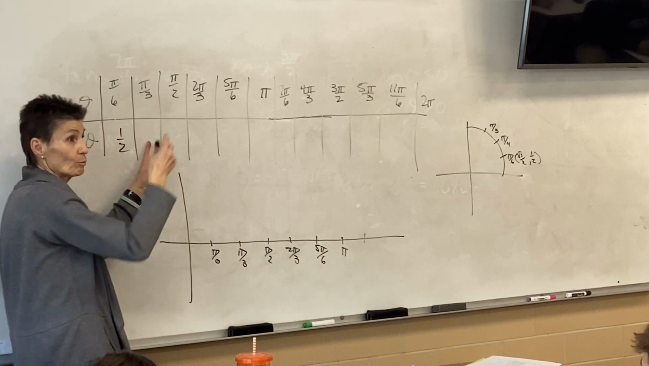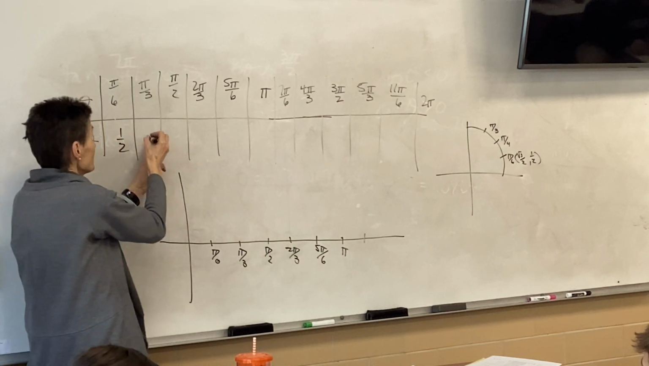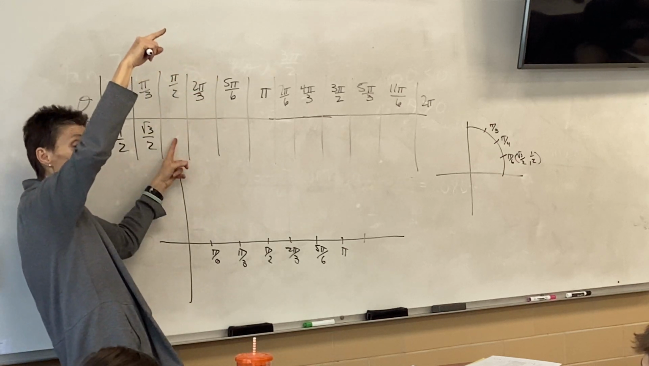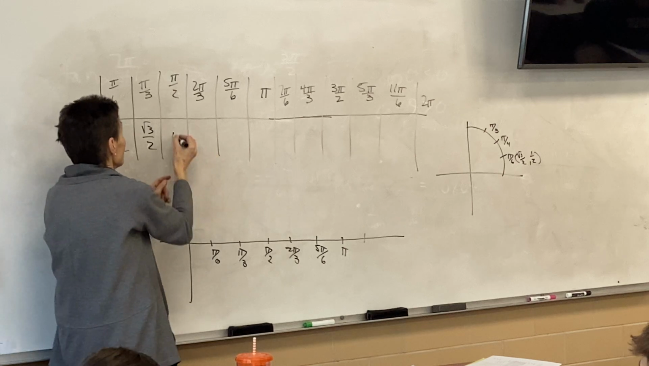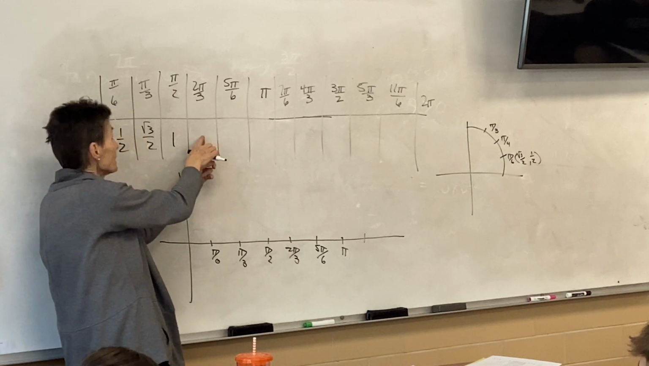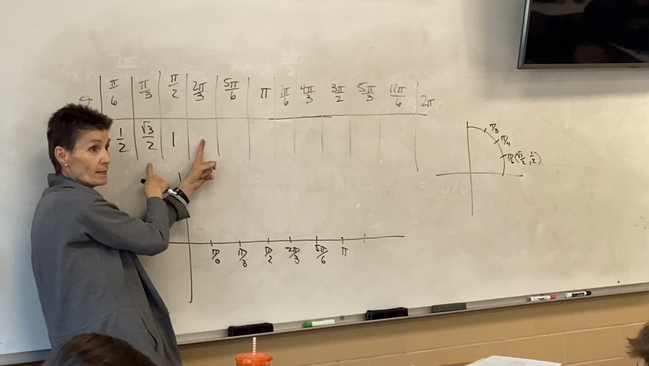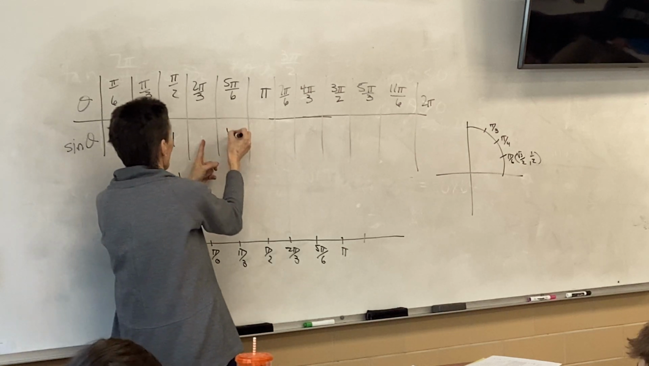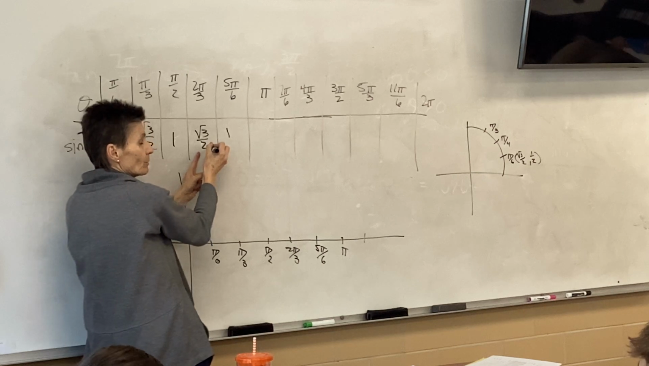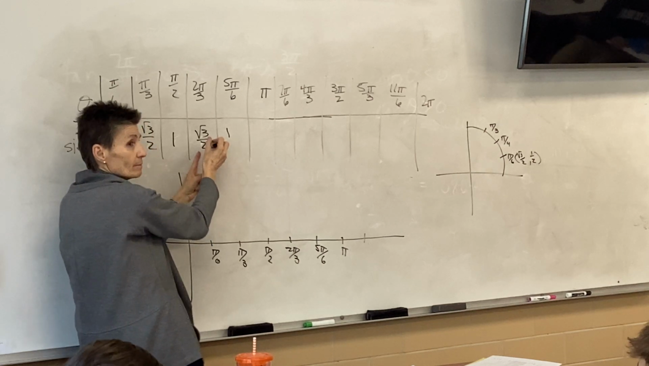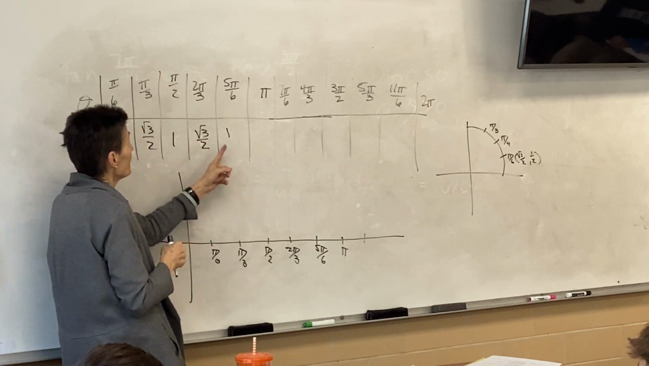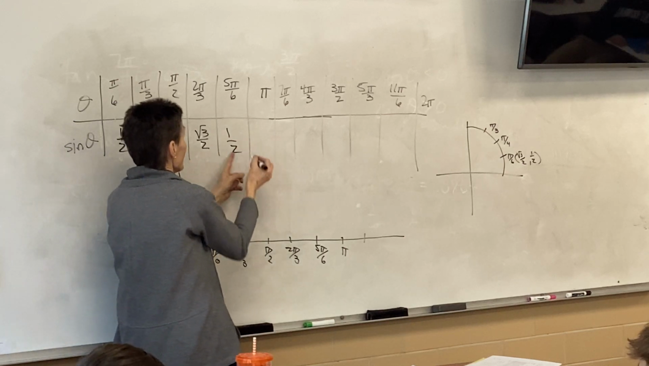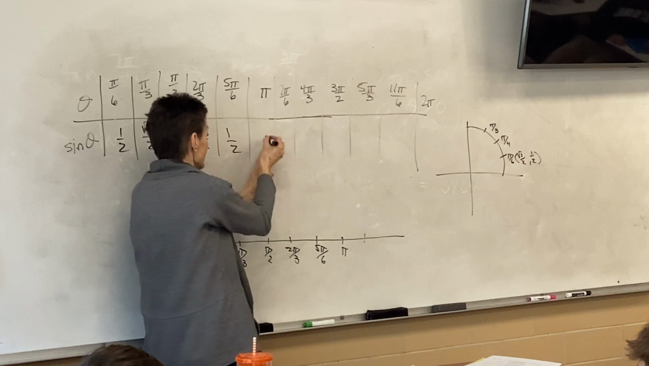How about pi over 3 now? At pi over 3, the sine is root 3 over 2. What about pi over 2? What about the very top of the circle? 1. Now, 2 pi over 3 is going to match pi over 3, but I have to check on the sign. So is this positive or negative root 3 over 2? Positive. Quadrant 2, y is still positive. How about 5 pi over 6? 1/2. How about pi? 0.